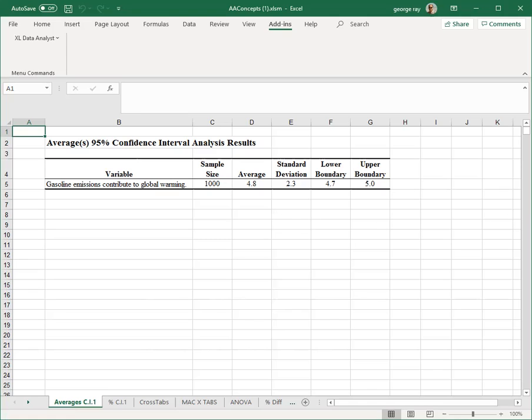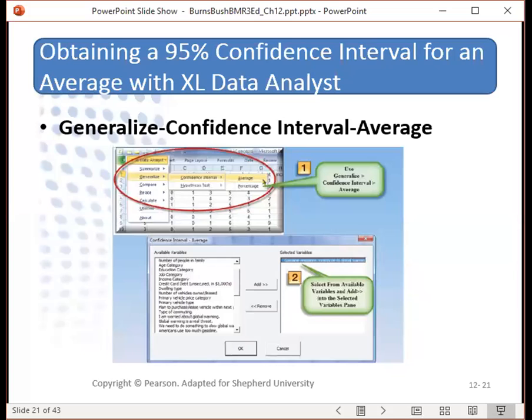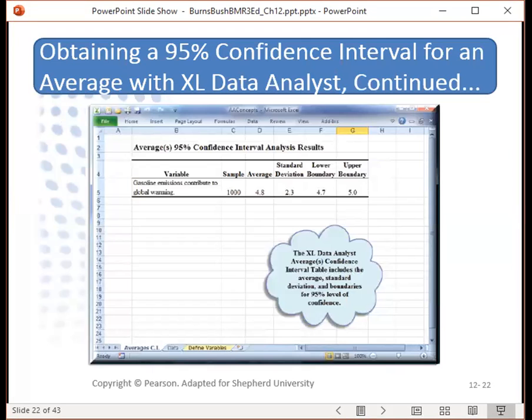Okay, let's go back. And here we see the results for that. Okay, any questions on this?